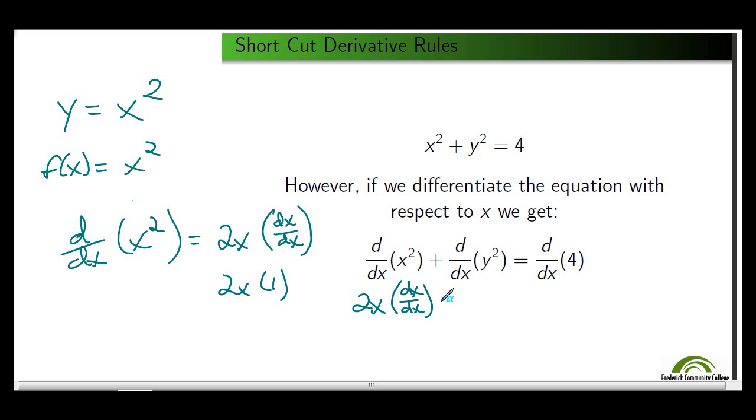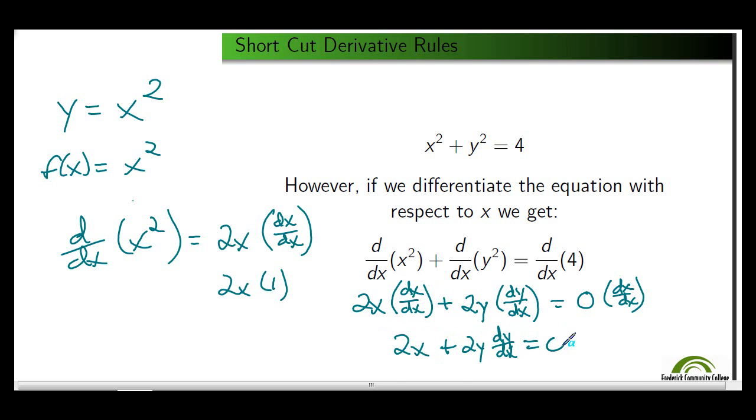And here I'm trying to find the derivative of y squared. Well, the derivative of y squared is 2y, but that is times the derivative of y with respect to x. And then obviously the derivative of a constant with respect to x ends up being 0. These dx/dx terms essentially turn into 1, so this ends up being 2x plus 2y, but we have to hold on to this dy/dx, equals 0.